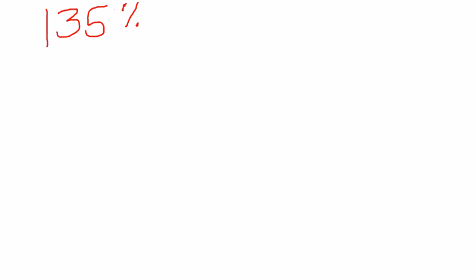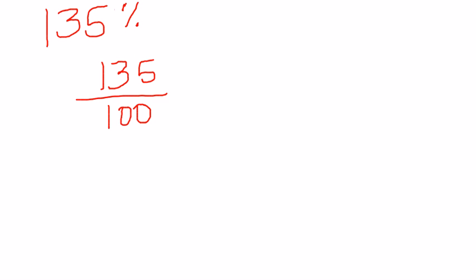Okay, the first thing I'm going to do is copy the number without the percent sign and make that the numerator of my fraction, or the top number. So 135 is my numerator. And then anytime you change a percent to a decimal, the denominator is always going to be 100. So now I have 135% is the same thing as 135 out of 100.